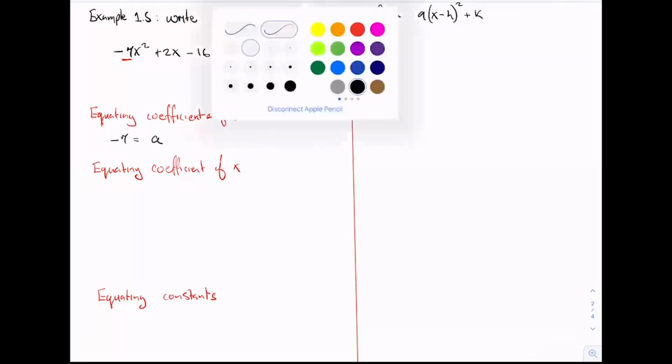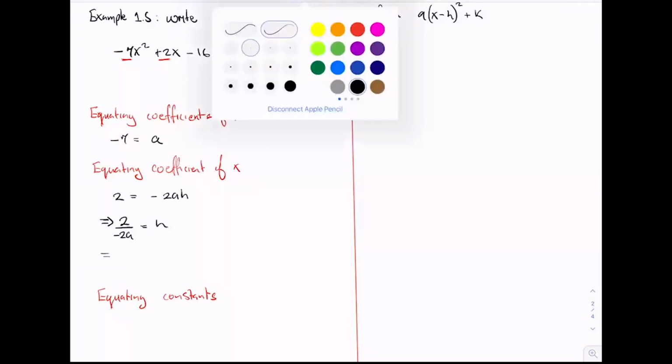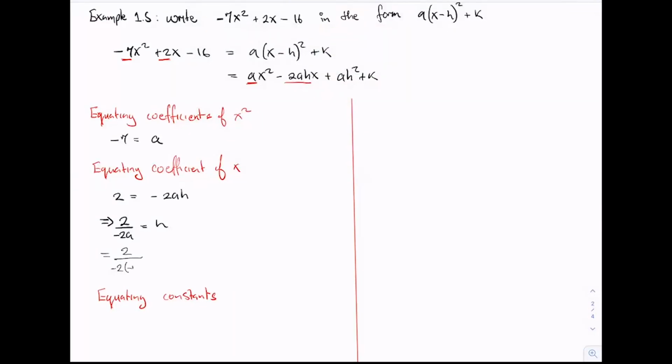Now, the next term I want to solve for is my h. To solve for h, we take our coefficient of x on our left-hand side, and we equate that with our coefficient of x on our right-hand side. So this gives us 2 is equal to minus 2ah. Transposing gives us, and the step in the transposition is always the same, guys, so don't overcomplicate it, 2 divided by minus 2a, which is equal to h. What is my value for a? My value for a is negative 7. So I plug in 2 divided by negative 2 times negative 7, and this gives me h equals 1 over 7, because negative 7 times negative 2 is equal to positive 14, and 2 into 14 goes 7 times. So we found h.